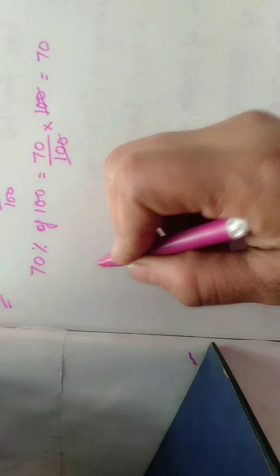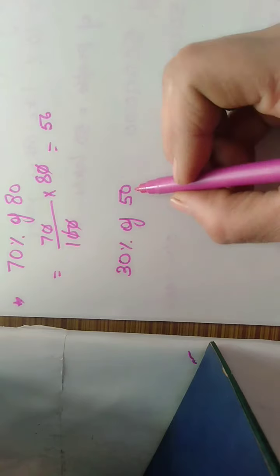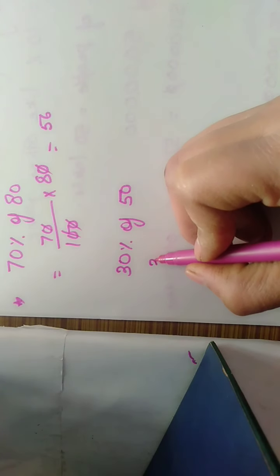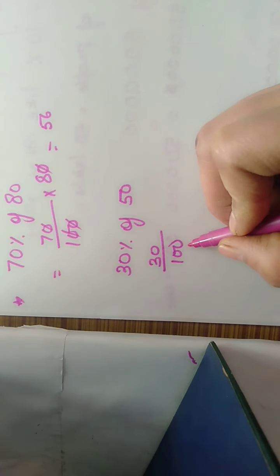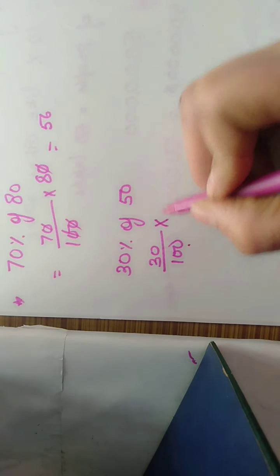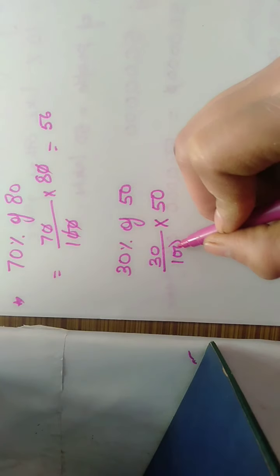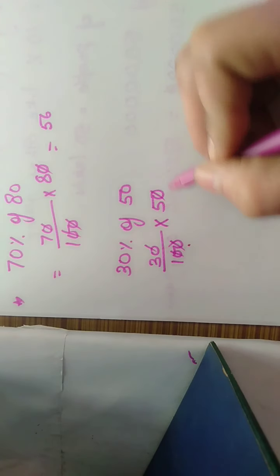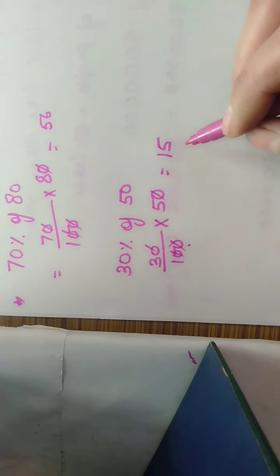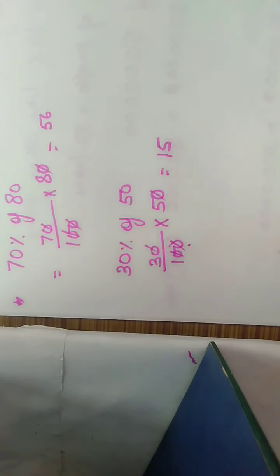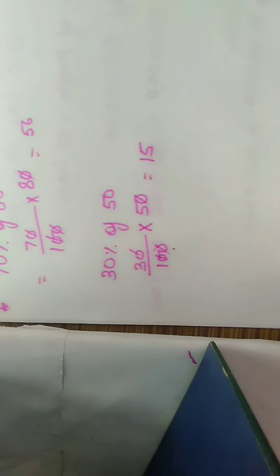In the same way we calculate the other ones. For example, 30%. Suppose you have to calculate 30% of 50. So how to calculate? Again, the percent sign changes into upon 100, into 50. 0 cancels, 3 5s are 15. So 30% of 50 is 15. So this way we calculate the percent.